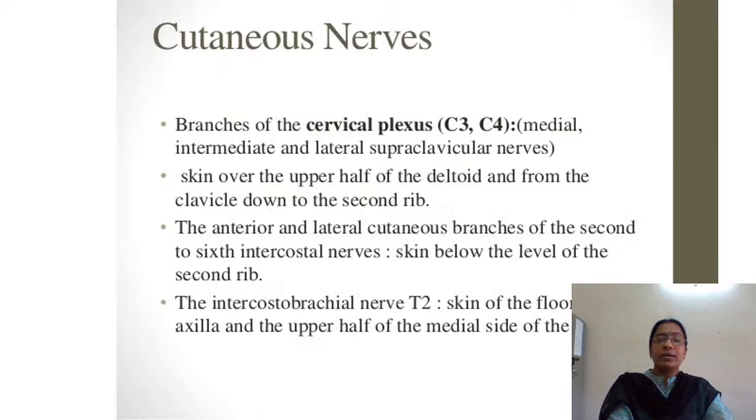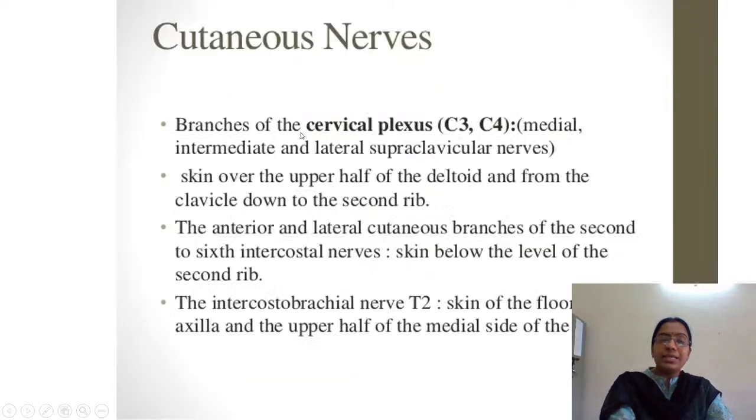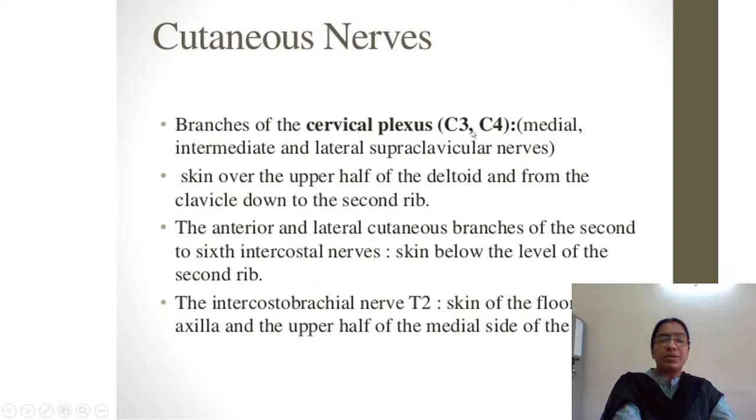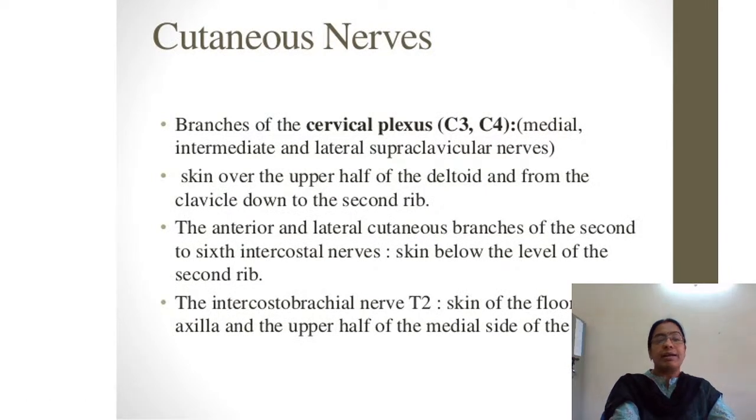Now, the branches of the cervical plexus. What we call supraclavicular nerves, which consist of medial, intermediate and lateral, are the branches of the cervical plexus, C3, C4. These medial, intermediate and lateral nerves supply up to the top of the second rib, and even the upper half of the deltoid region. So the upper half of the deltoid, along with the area up to the second rib, is supplied by the C3, C4 supraclavicular nerves, respectively medial, intermediate and lateral.